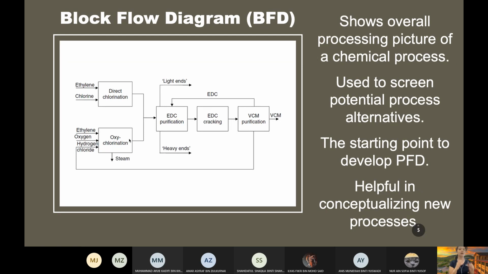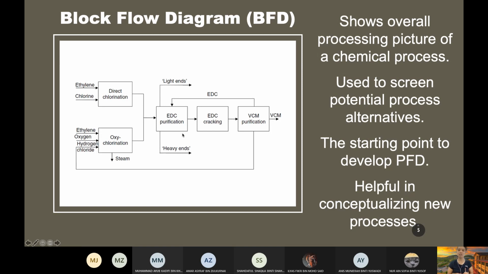So block diagram has only main equipment, and even then the equipment is in the form of boxes. Each box actually represents one process. We don't name the box based on equipment. We name the box based on its process. For example, in this case, the first box represents chlorination. The second one is oxychlorination, another process. Third, purification. So we don't put distillation column, we put purification.